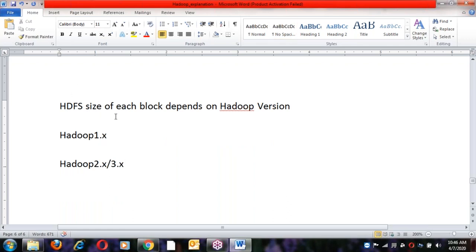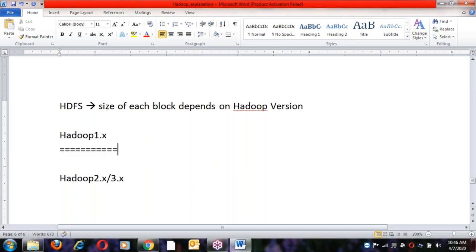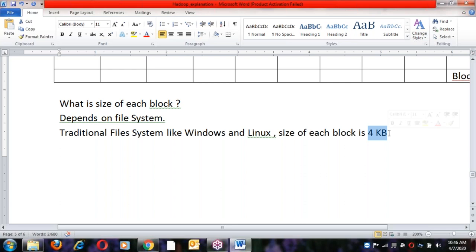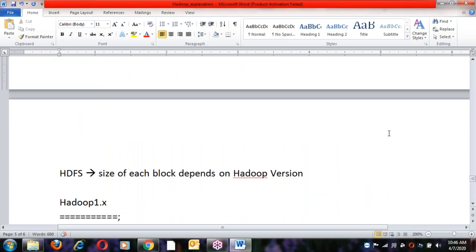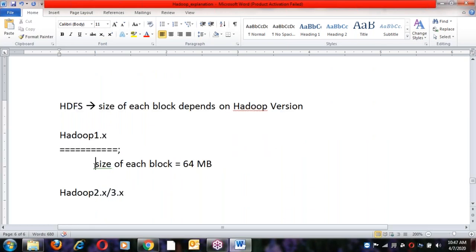In HDFS, the size of each block depends on the Hadoop version. In the Hadoop 1.x version, the default size of each block is 64 MB. It's MB, not KB here. In traditional systems it is 4 KB, but in HDFS the size of each block is 64 MB. This is the default case.